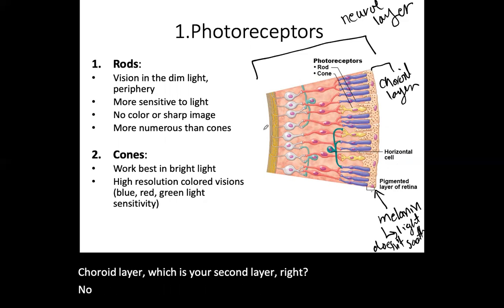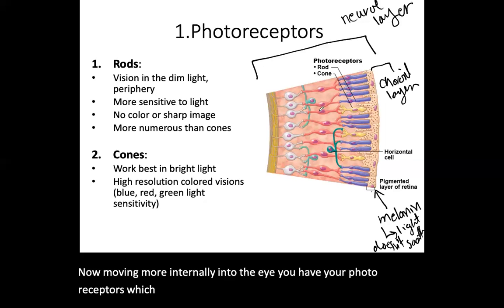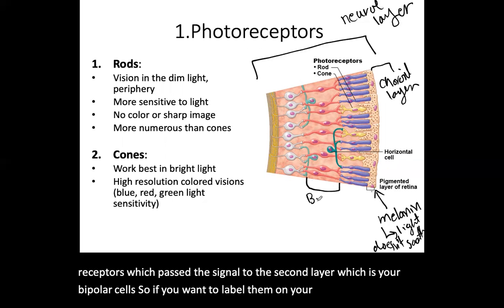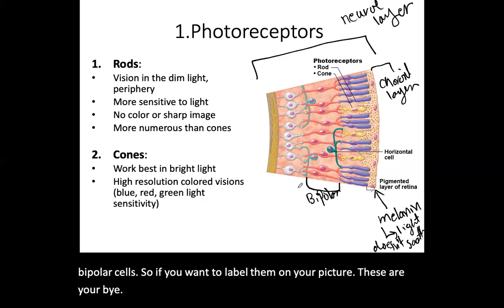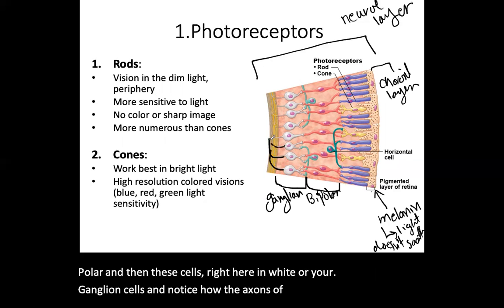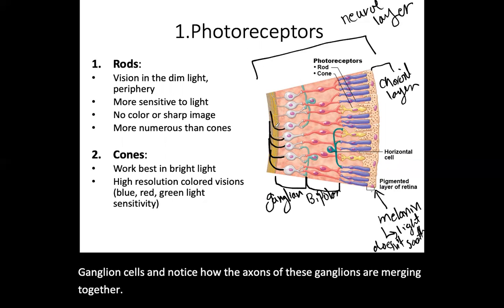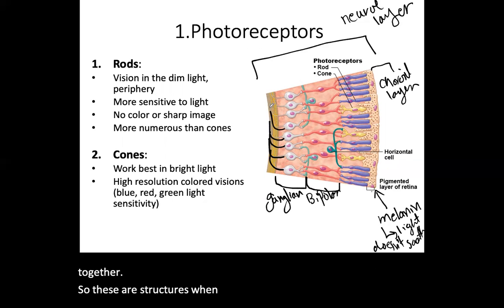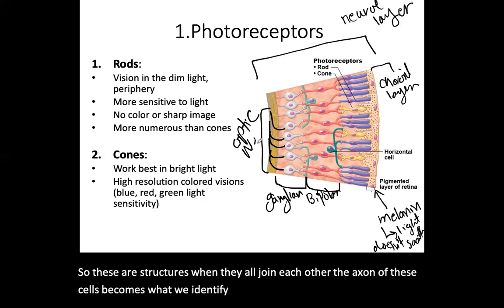Now, moving more internally into the eye, you have your photoreceptors, which pass the signal to the second layer, which is your bipolar cells. So if you want to label them on your picture, these are your bipolar cells. And these cells right here in white are your ganglion cells. Notice how the axons of these ganglion cells are merging together. When they all join each other, the axons of these cells become what we identify as your optic nerve, which basically gives you your image.